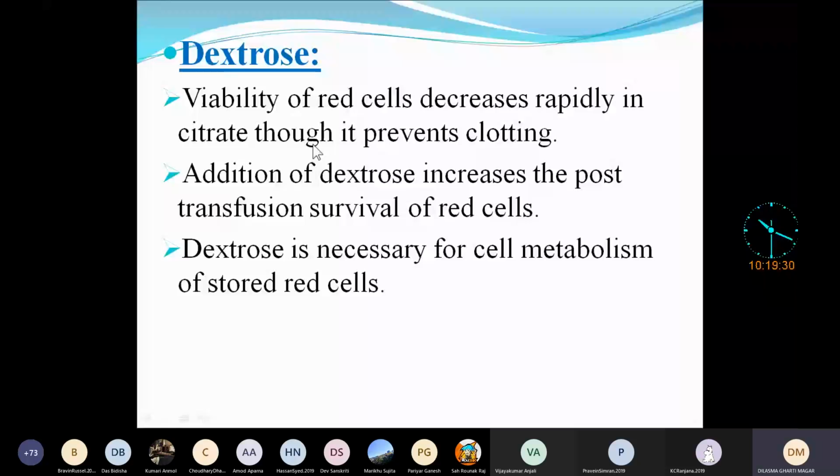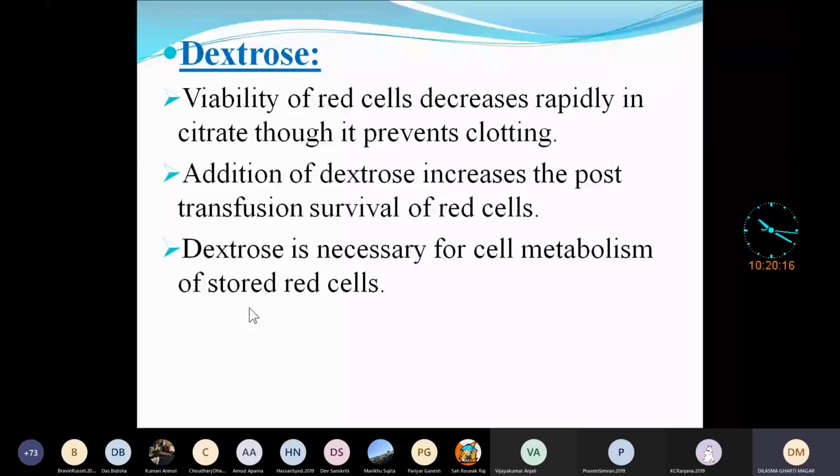So addition of the dextrose increases the post-transfusion survival of the red cells. Post-transfusion means, whenever the dextrose-containing blood is transfused, even going into the recipient's blood, it increases the survival of the red cells. And dextrose is necessary for the cell metabolism of the stored red cells. Every cell has its metabolism, isn't it? So here dextrose will increase the cell metabolism of the stored red cells, so that the RBCs can be stored for a longer duration of time, or can survive for a longer duration, that is up to 5 weeks. Understood here?